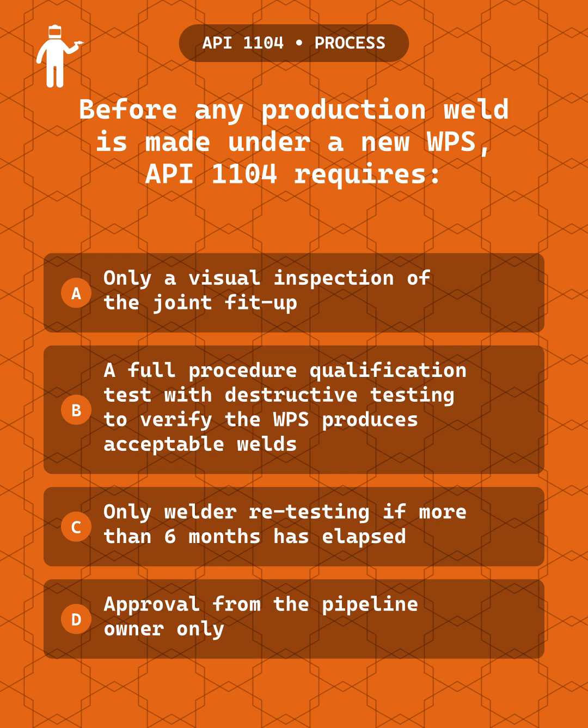Question 9. Before any production weld is made under a new WPS, API 1104 requires A, only a visual inspection of the joint fit-up, B, a full procedure qualification test with destructive testing, C, only welder retesting if more than 6 months has elapsed, or D, approval from the pipeline owner only.